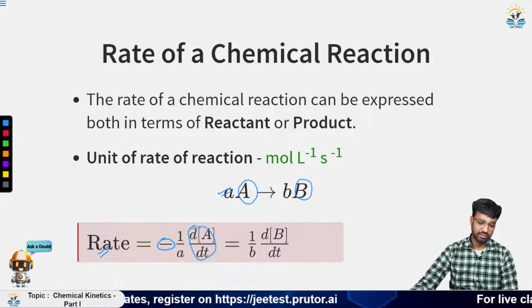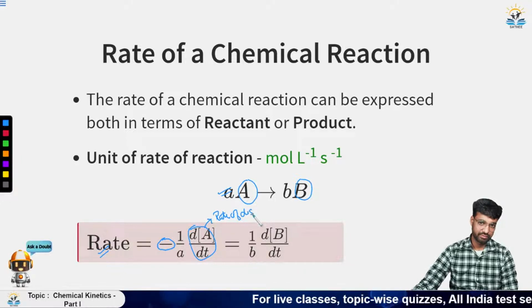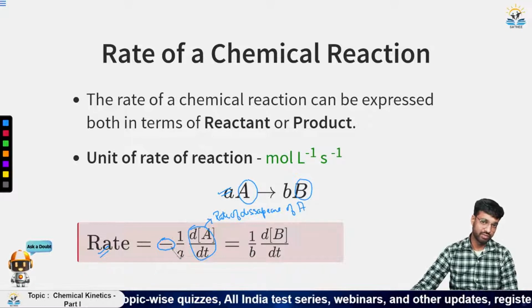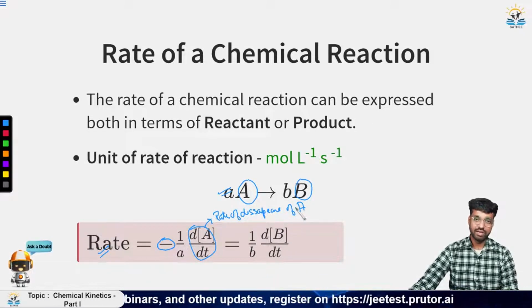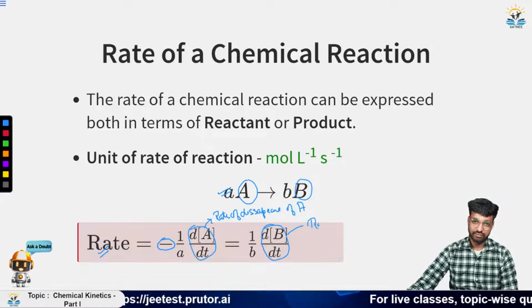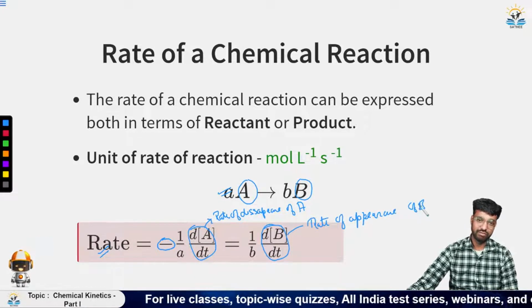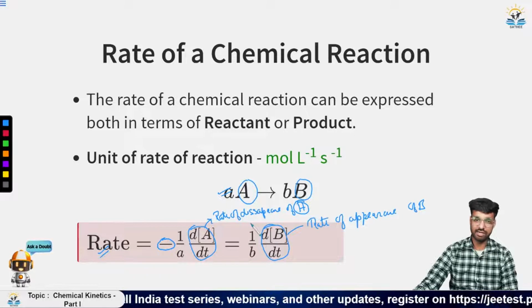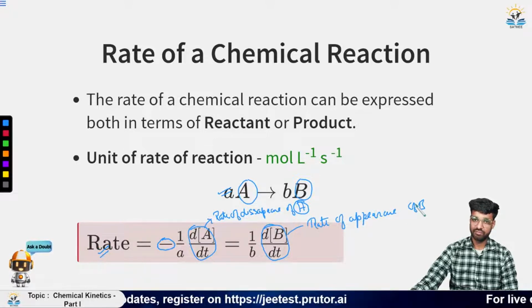Now this term along with the negative sign is called the rate of disappearance of A. So you will consider this negative sign and exclude the term 1 by a, then you can call it the rate of disappearance of A. Similarly, this term here along with the positive sign is called the rate of appearance of B. Since we are going from reactant to product, the reactant A is disappearing, so we are calculating the rate of disappearance of A, and for the product, the rate of appearance of B.